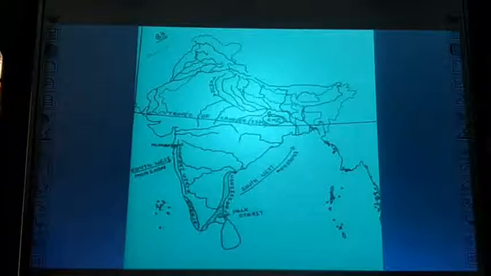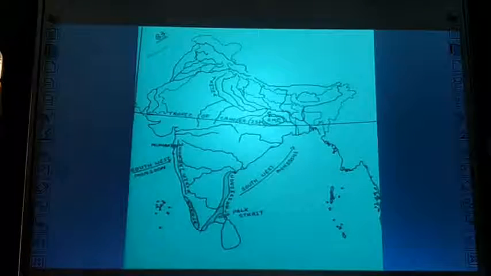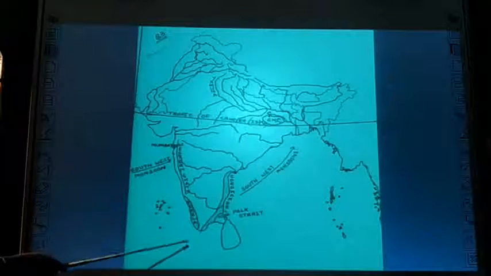Next, mark with arrows and name the winds that bring rains to India from June to September. That is the southwest monsoon winds. Next, a region where red soil is found in India. Well, red soil is found in Kerala, Tamil Nadu, Karnataka, Andhra Pradesh, Orissa, Chhattisgarh and Jharkhand. But here we will mark only one region, that is Kerala.